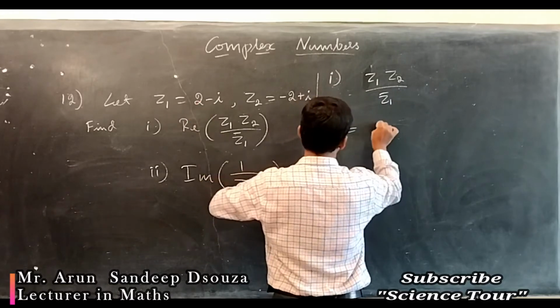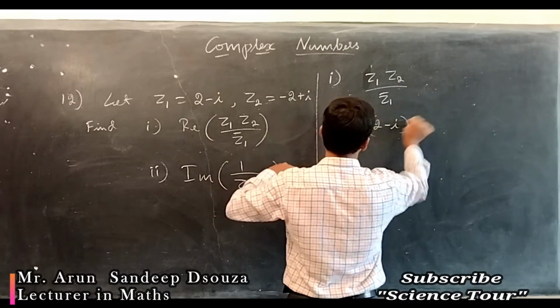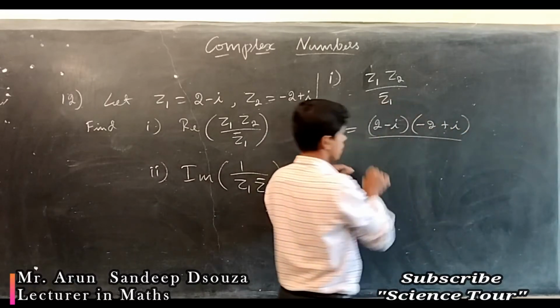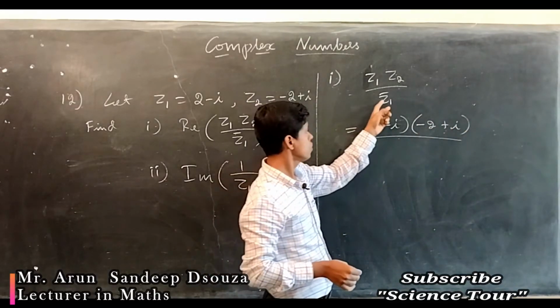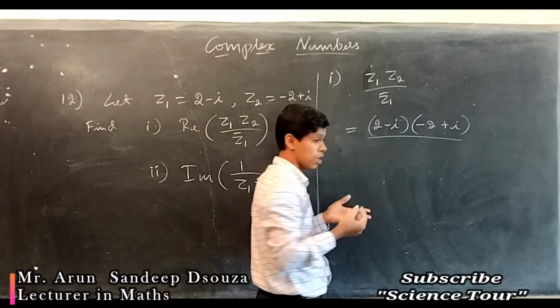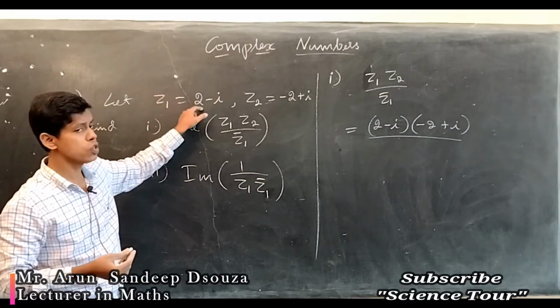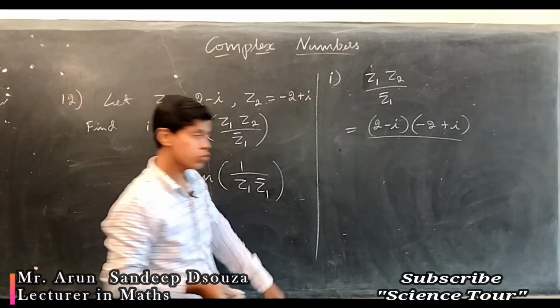Substitute z1 as 2 minus i, z2 as minus 2 plus i, divided by z1 bar. Now what is z1 bar? z1 is here, so what is its conjugate? The imaginary part changes sign: 2 plus i.